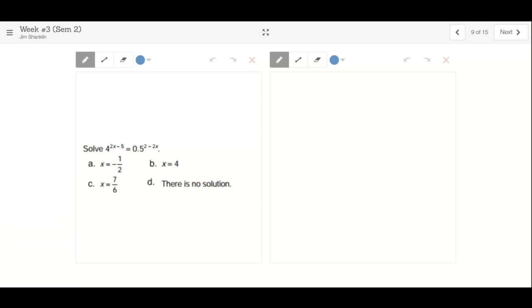The first thing I would do is try to get the bases to be the same. Okay, so how am I going to do that? Well, I'm going to write 0.5 as 1/2. 4 I can write as 2 to the second. 1/2 I can write as 2 to the negative 1, can't I? Isn't that the same thing? So now I have common bases. But I still have, this would be 2 and then 2x minus 5. And this would be 2 to the negative 1 to the 2 minus 2x.